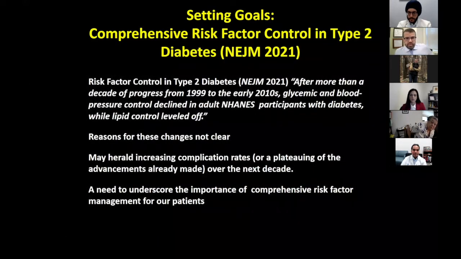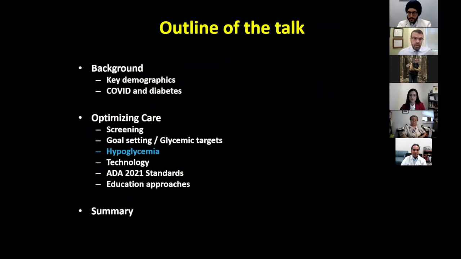So in terms of those goal settings, this data from NHANES has shown this leveling off over the last decade, and as I said, the reasons are not quite clear, but the main concern might be that we may see this herald increasing complication rates over the next decade. When we're goal setting for the individual patient, and I'm all for this, it's about educating the patient about achieving these goals and their importance as well, because I think an educated patient is definitely a proactive patient, and that can make all the difference. So goals are important.